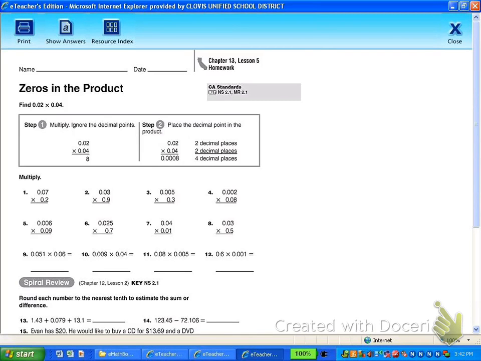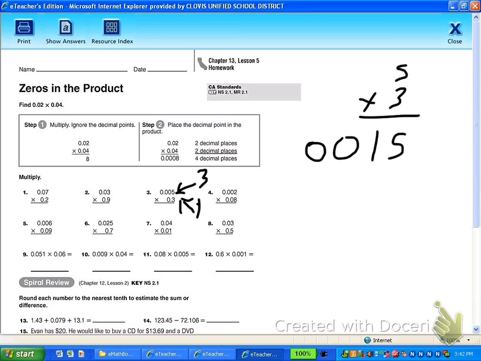Let's look at tonight's homework. Let's look at number 3. We have 0.005 times 0.3. I'm just going to multiply my 5 times 3 and get 15. I've got 3 places here and 1 place here, so that's a total of 4 places to the left. So I know I'm going to have 4 numbers, 1, 2, 3, 4. So my answer for number 3 would be 0.0015.